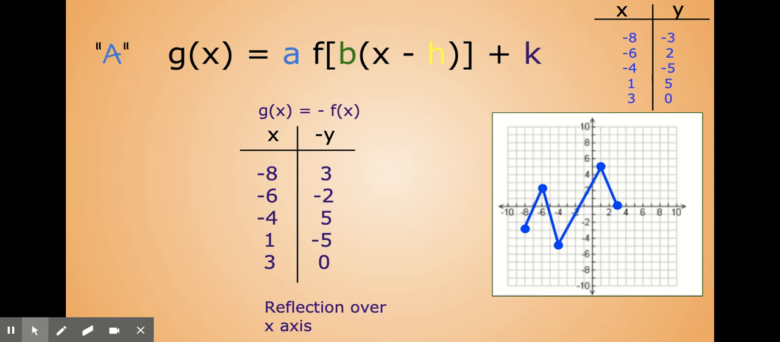Notice when I do that, my y's, -3 becomes +3, positive 2 becomes -2, -5 becomes 5, 5 becomes -5, and 0 just stays 0. Notice my x's are still the same. The only thing that has changed are my y values. And when I graph my new points, there's my new function in purple. Notice it's been reflected over that x-axis.